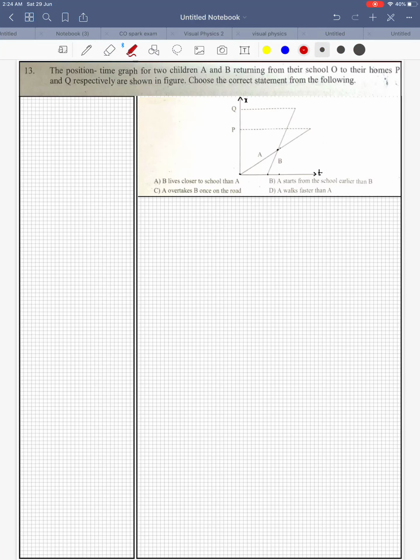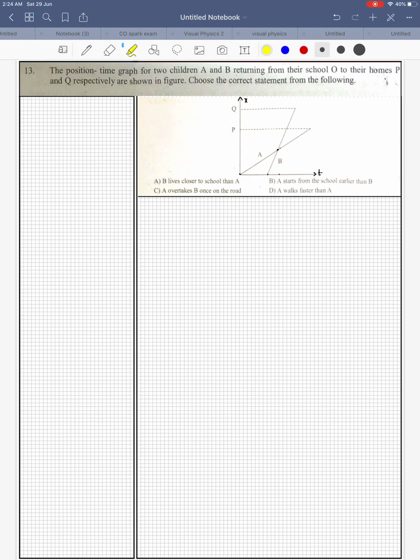Question 13 says the position-time graph of two children A and B returning from their school O to their homes P and Q respectively is shown in the figure. Choose the correct statement from the following.